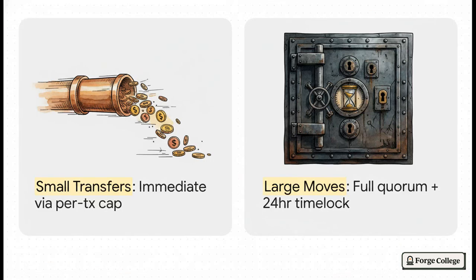Well, to balance that rock-solid security with everyday usability, our blueprint sets up a dual-path approach. For those small, everyday transfers, we use a per-transaction cap. That means they execute immediately, saving on gas and keeping daily operations super fast. But if someone tries to move a massive chunk of the treasury, the contract hits the brakes, demanding a full quorum and enforcing a strict 24-hour time lock.